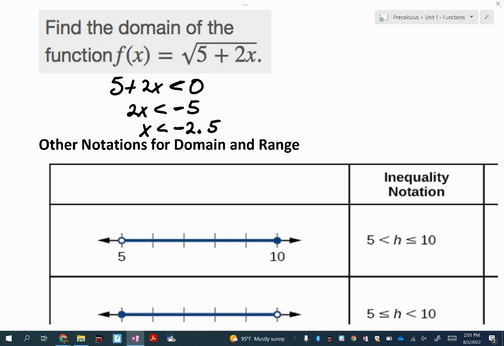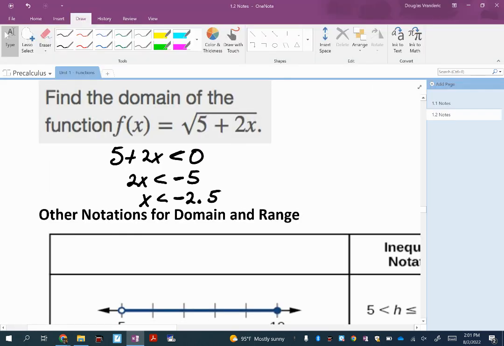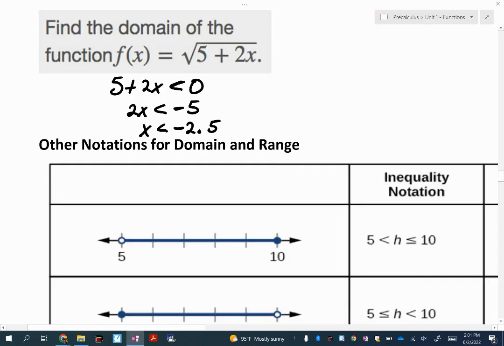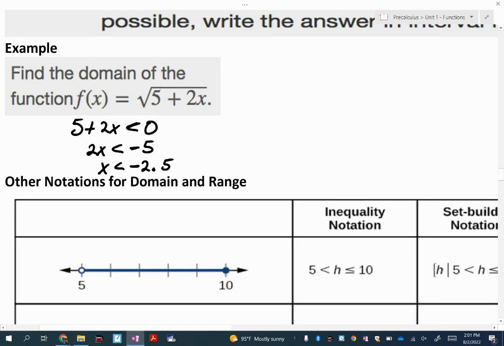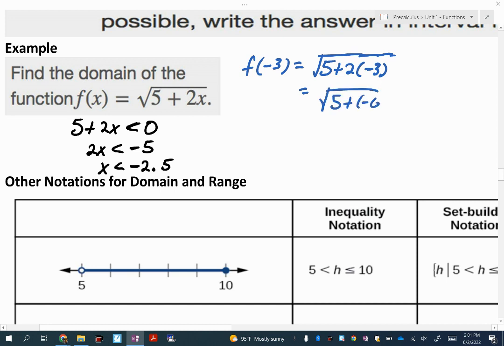All right, so let's pick a number. This will help your brain see what I'm saying. If I pick a number that's less than -2.5, let's choose -3. If I were to plug in -3, so 2 times -3, you'll see that I'm going to get the square root of 5 plus -6.